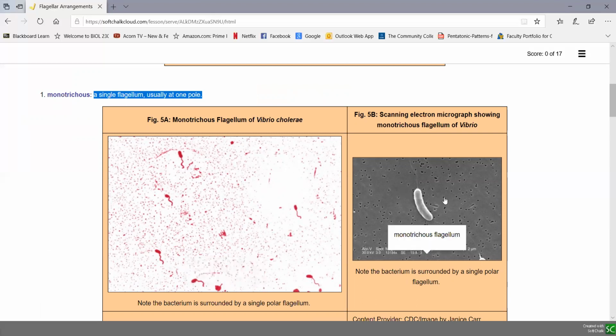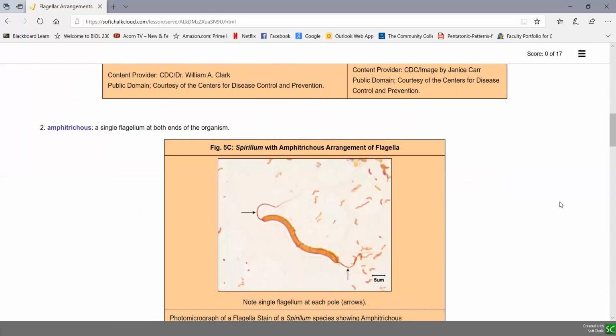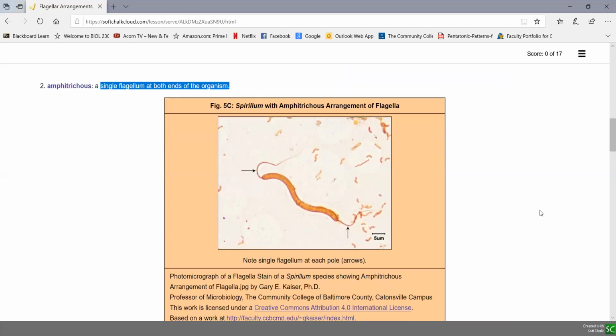And here's an electron micrograph of a Vibrio where you can see how thin the flagellum is compared to the curved rod or Vibrio. An amphitrichous arrangement is a single flagellum at both ends of the organism. Some of the Spirillum species have amphitrichous arrangement where we see a single flagellum at both poles.